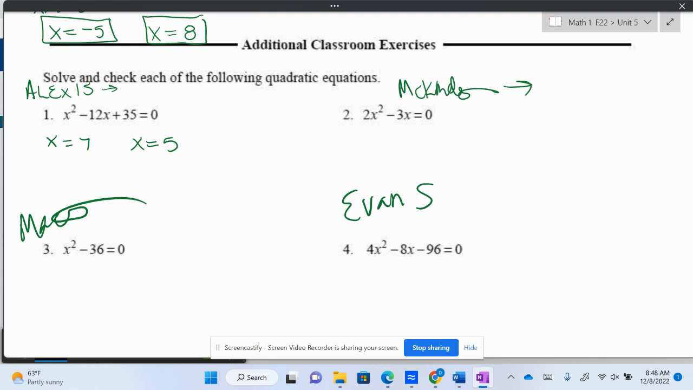Just want you to know how to determine what the binomial factors were from looking at a solution. The other thing I want you to do is pick one of these anywhere at your desk and check it. Plug it back in and make sure that it really does equal 0. I'm going to do number 1 with you so you understand what I'm saying.